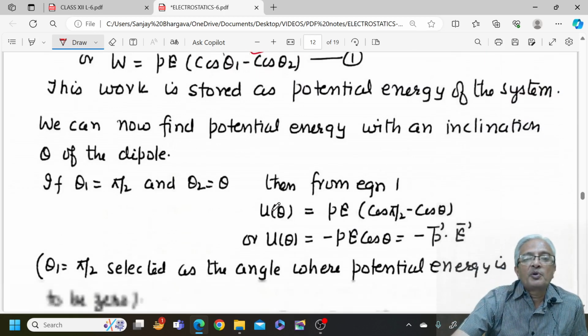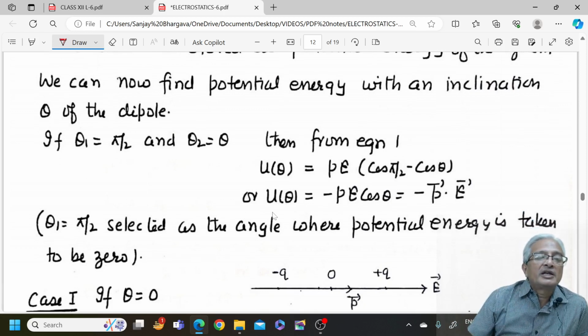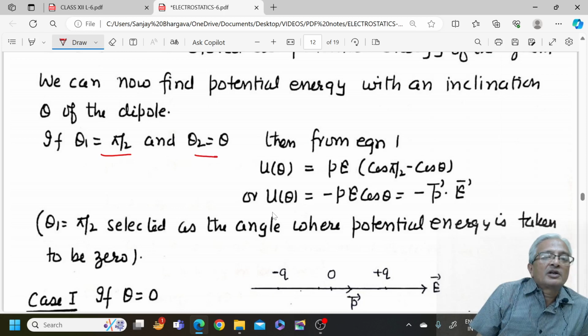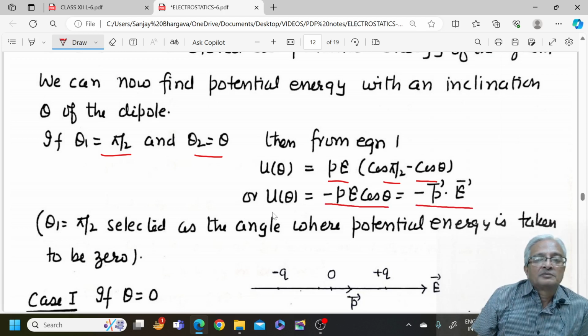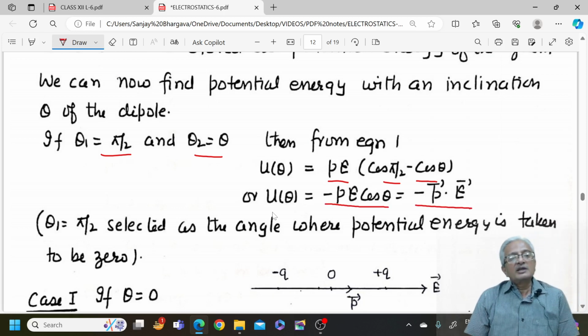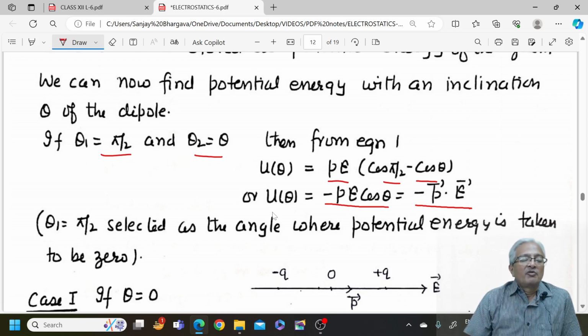We can now find the potential energy at an inclination theta of the dipole. If theta 1 is 90 and theta 2 is theta, then from equation 1 we have U at the angle theta equal to PE (cos 90 minus cos theta). This can be written as minus PE cos theta, or minus P dot E. Why do we select theta 1 equal to pi by 2? Because it is the reference position where the potential energy of the dipole is taken to be 0.